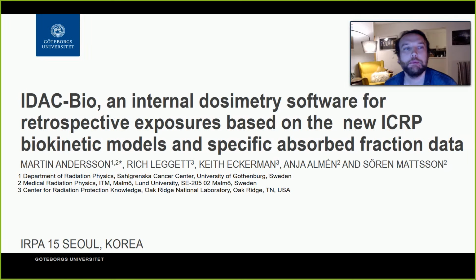Hi, my name is Martin Andersson. I'm from the University of Gothenburg, and together with Rich Leggett, Keith Eckerman, Anja Halmér and Sarah Mattsson, I have been involved in a project we call IDAC Bio, an internal dosimetry software for retrospective exposure based on the new ICRP biokinetic models and specific absorbed fraction data.